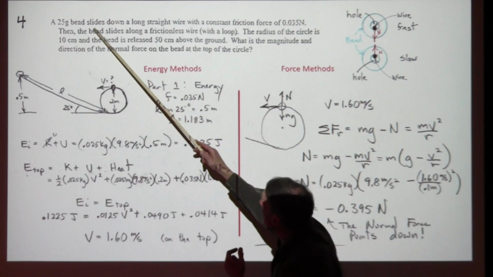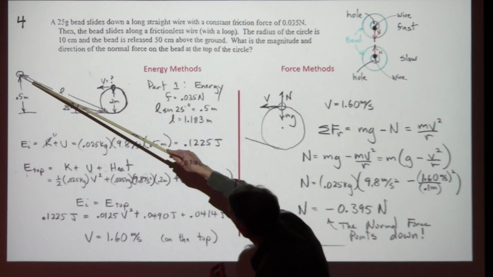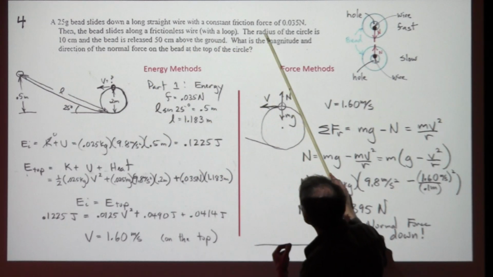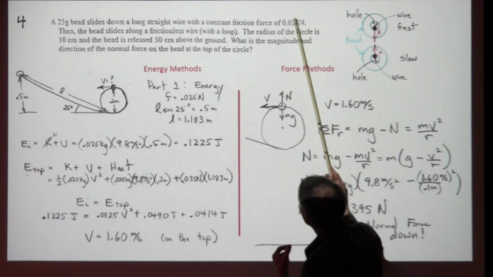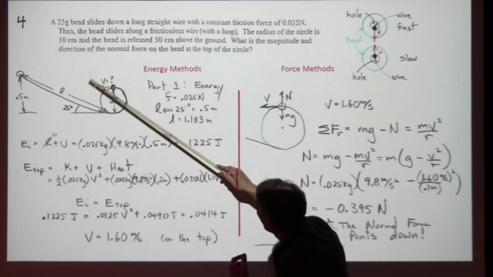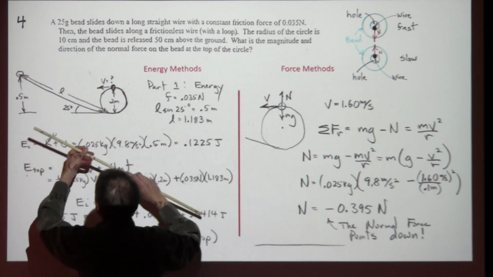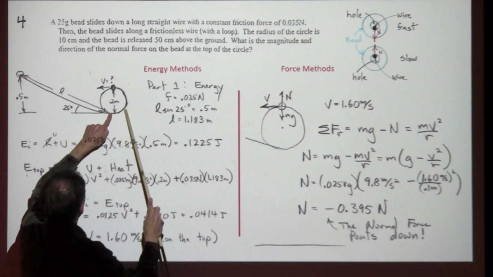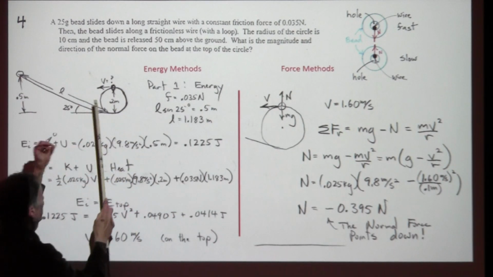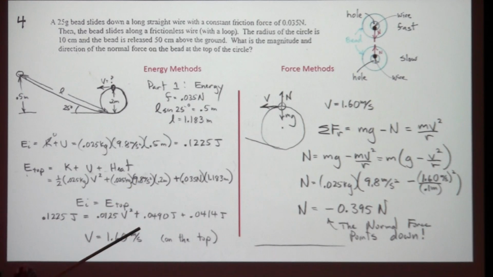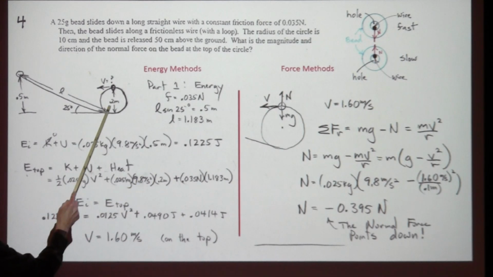We have a bead that slides down a straight wire with a constant frictional force of 0.35 newtons. It then, so it's sliding down a straight wire. It's going to go around this loop. So this is a bent wire. It's been my experience some people totally don't get the picture.